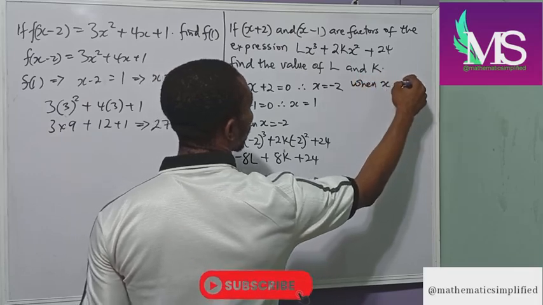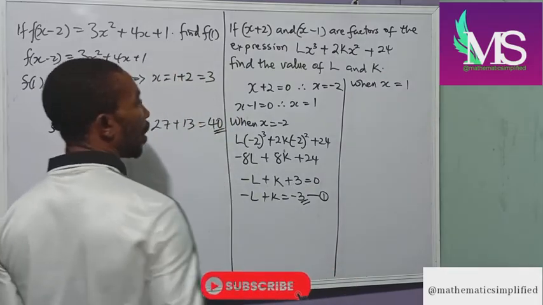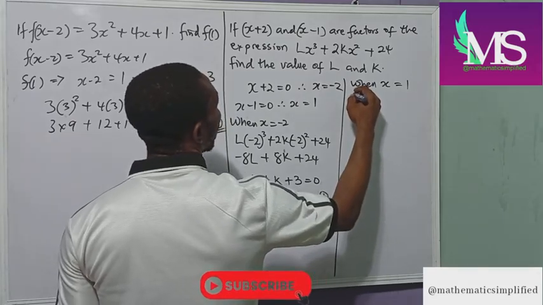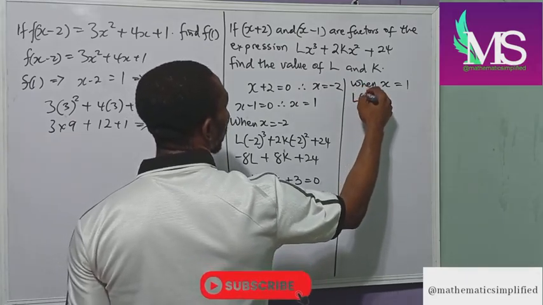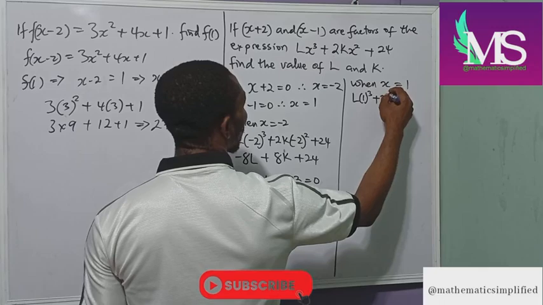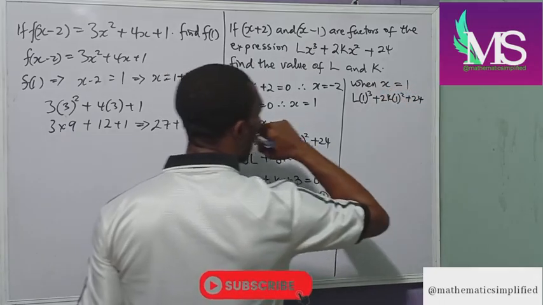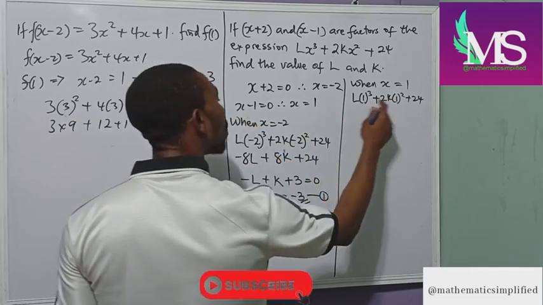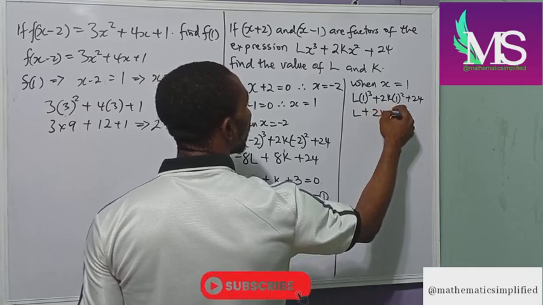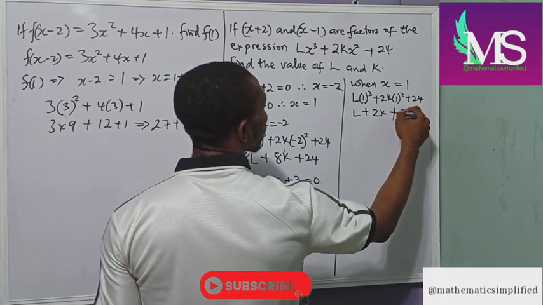Now let's go to when x equals 1. When x equals 1, we have it as L bracket 1 cube plus 2k bracket 1 squared plus 24. So this gives us L plus 2k plus 24.